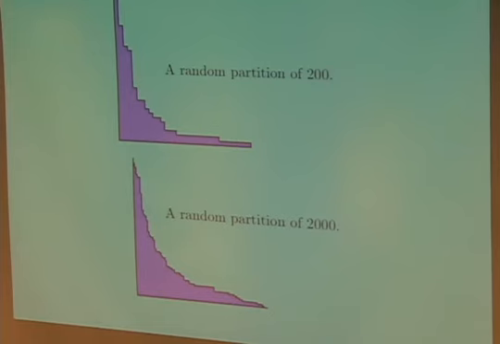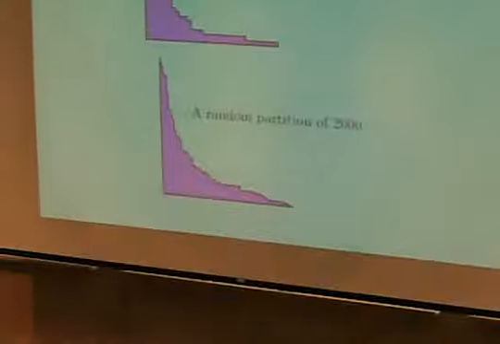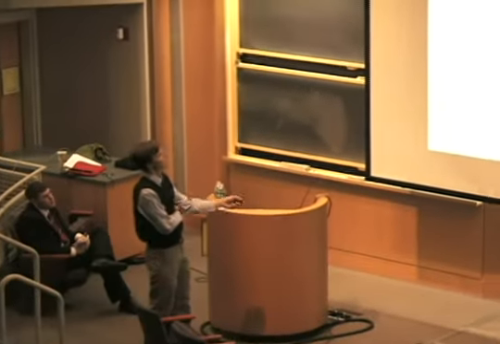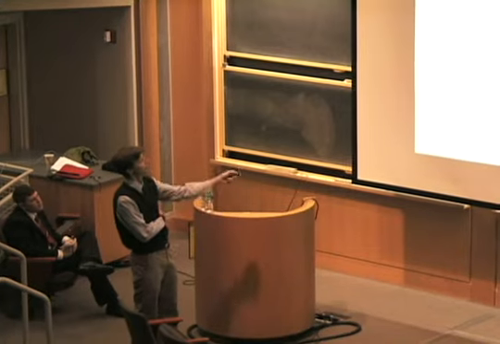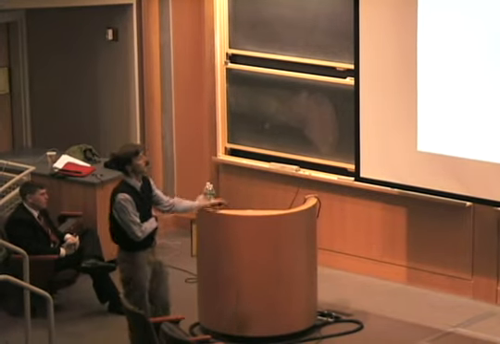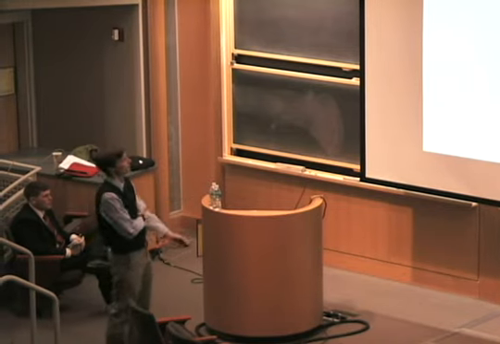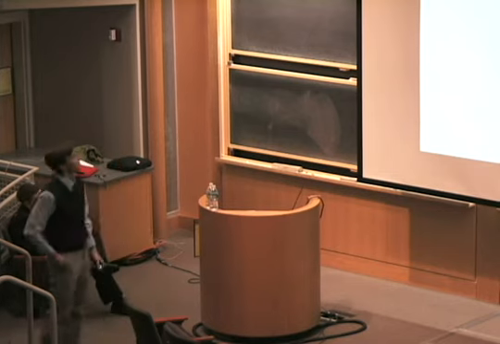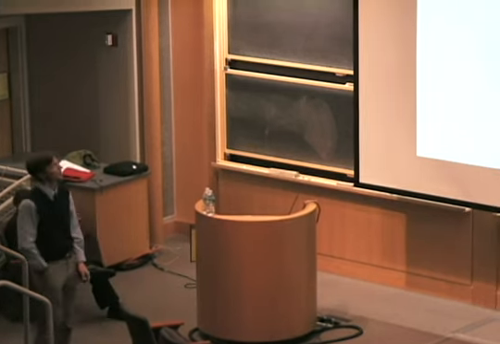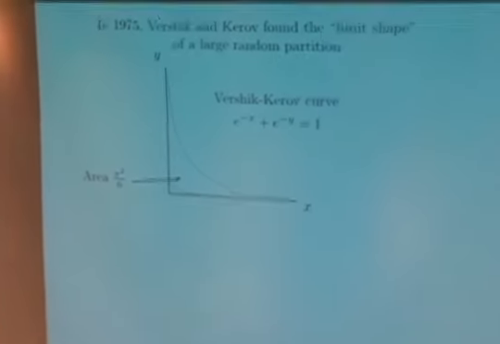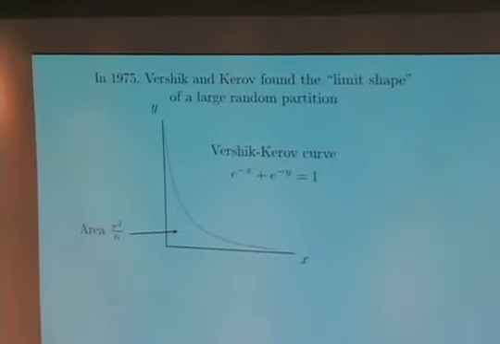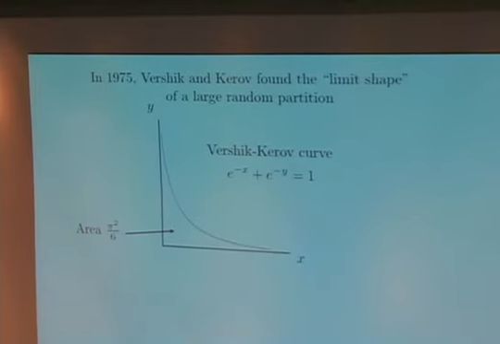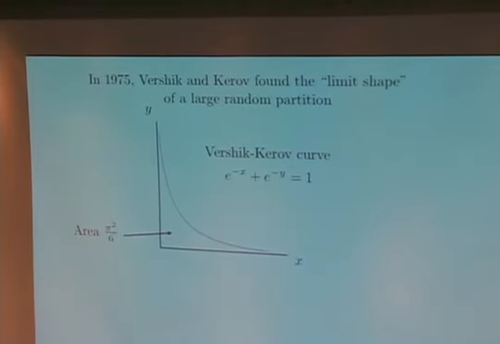You can see that this is kind of like a two-dimensional soap bubble phenomenon. We have this random shape. Microscopically, there are a lot of fluctuations, but if we step back from the picture, what we see is actually a smooth curve. If we make n very large, in fact, Vershik and Kerov proved in the 70s that there's actually what we would call a limit shape for this random partition.